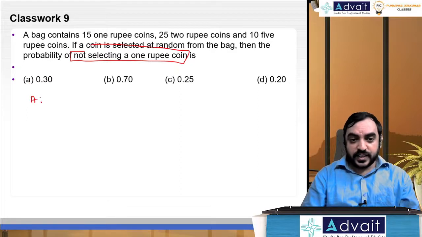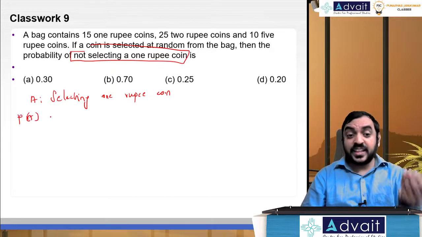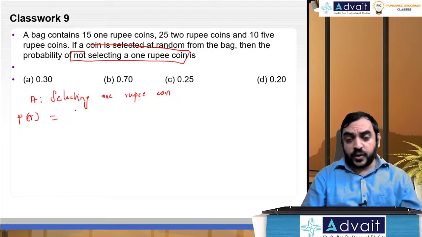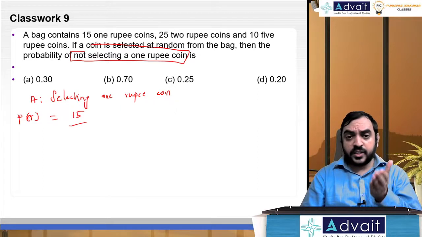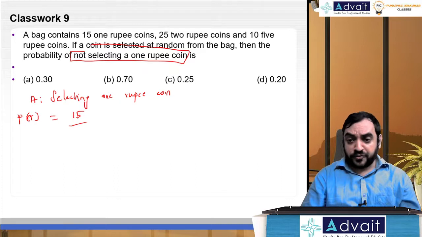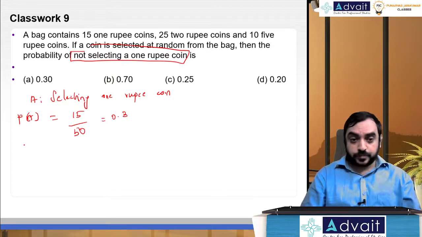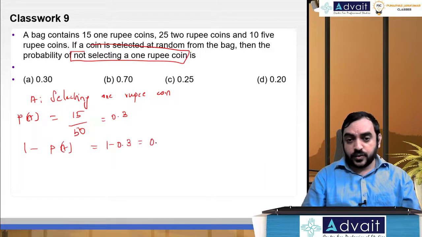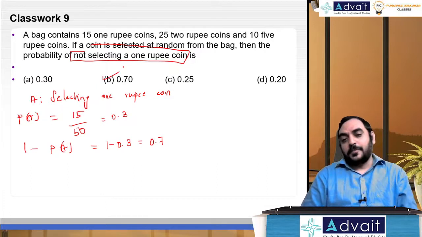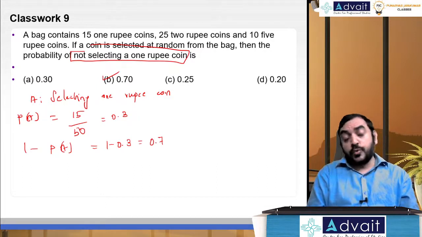So if I say A is selecting a 1 rupee coin, what is going to be the probability of A? Selecting a 1 rupee coin, that will be 15 by 15 plus 25 plus 10, that is 50. That is going to be 0.3. But the question is not selecting. That's going to be the complement. So 1 minus probability of A. So 1 minus 0.3, you will get 0.7. So option B.